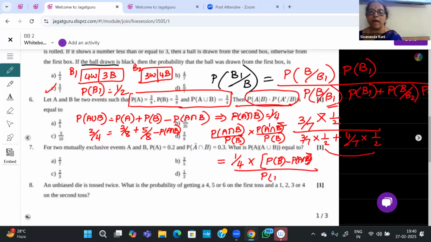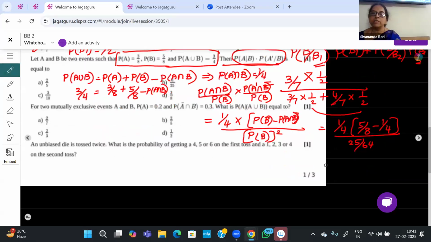Divided by P of B square. Okay, substitute. P of B is 5 by 8. 5 by 8 minus 1 by 4. And P of B square. P of B square will be 25 by 64. Now, the computations can't be helped. 8, 5 minus 2. 3 by 8.